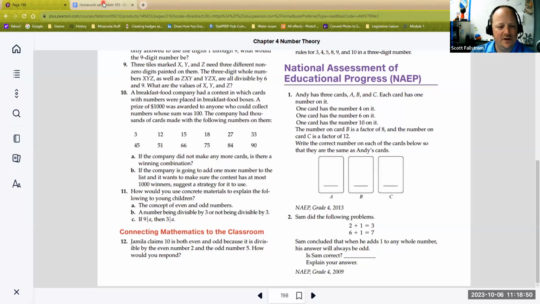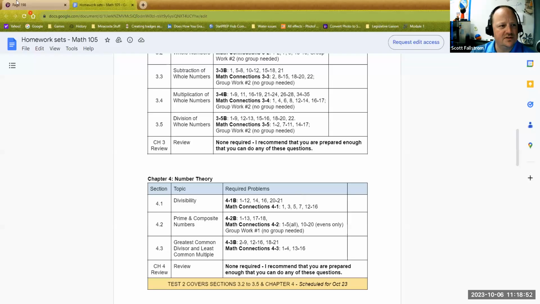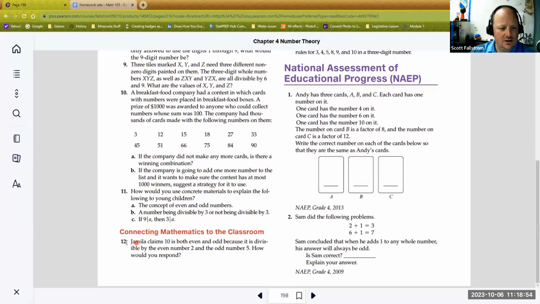And then I did a couple of the classroom ones. I think I did 12 through 16. Yep, 12 through 16. So Jamila claims 10 is both even and odd because it's divisible by an even number and divisible by an odd number.